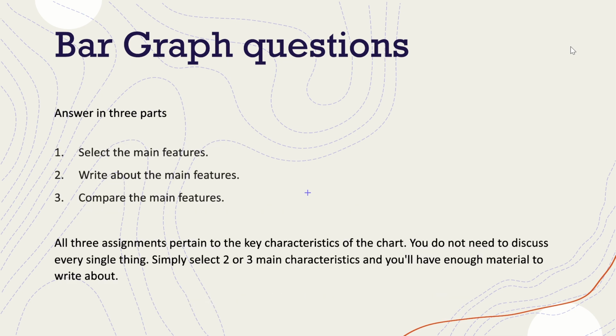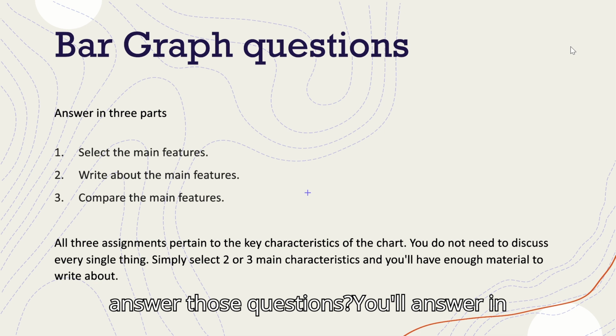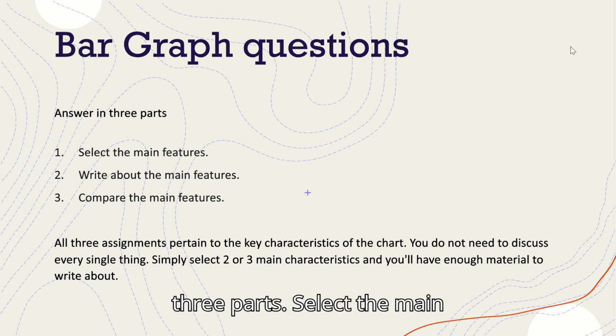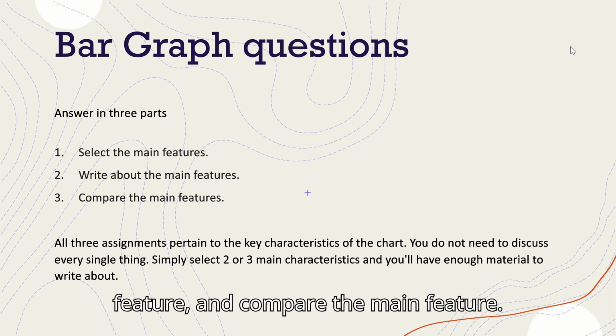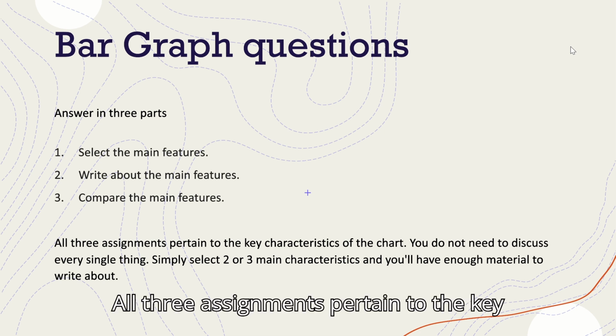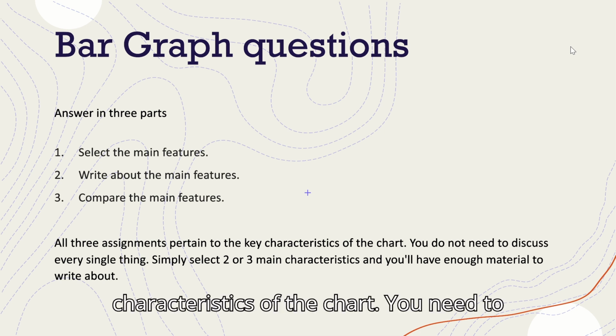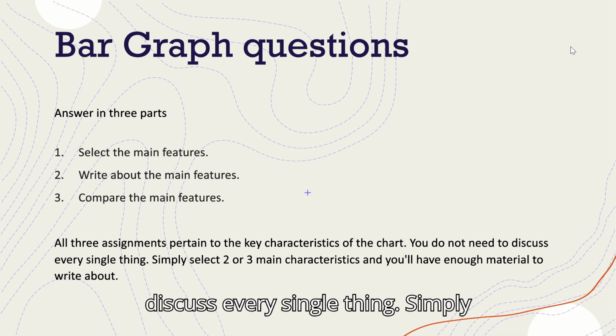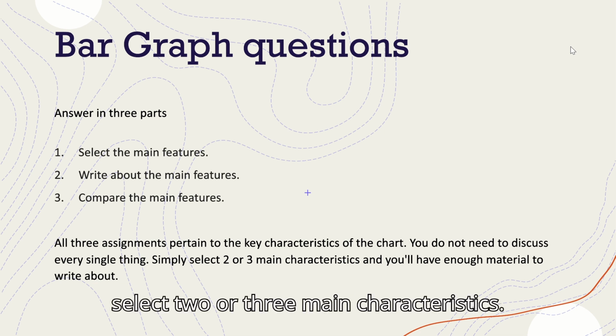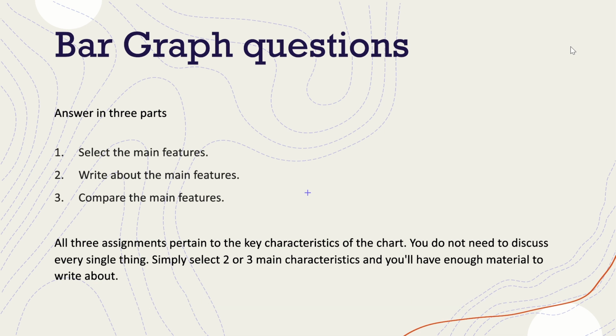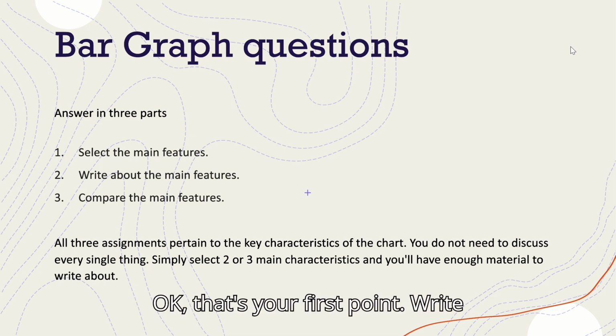Now, how will you answer those questions? You'll answer in three parts. Select the main feature first, write about the main feature, and compare the main feature. All three assignments pertain to the key characteristics of the chart. You don't need to discuss every single thing. Simply select two or three main characteristics. Okay, that's your first point.